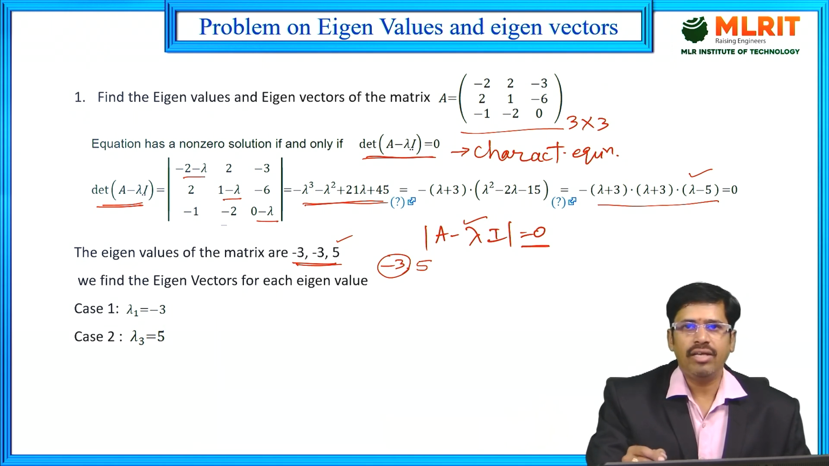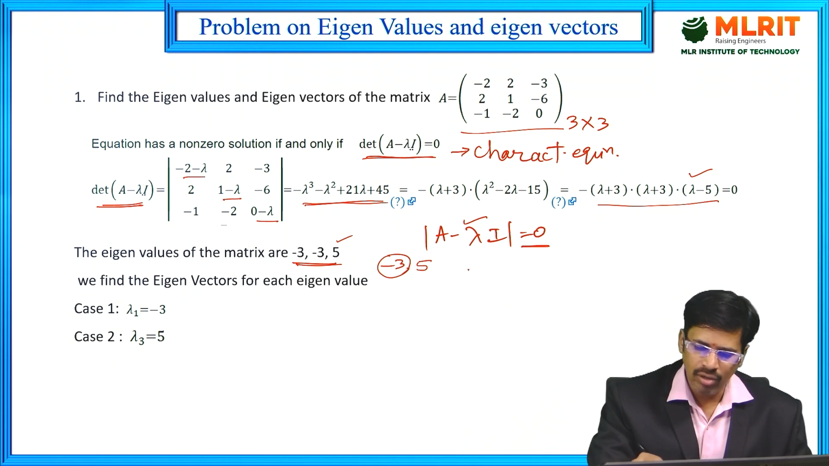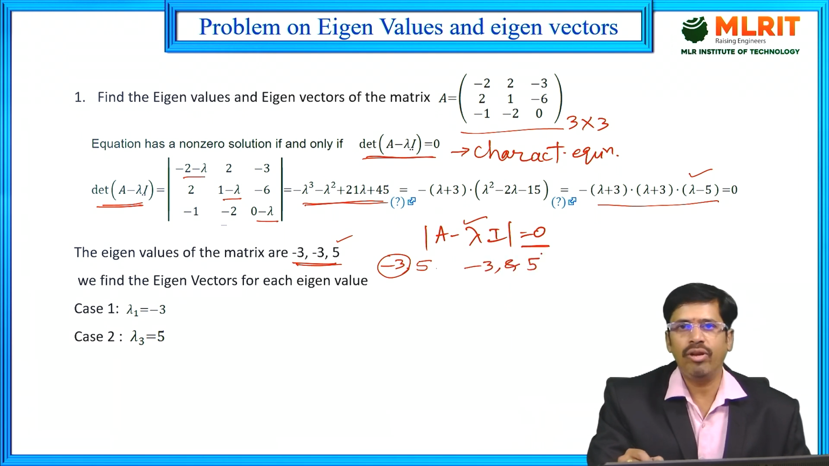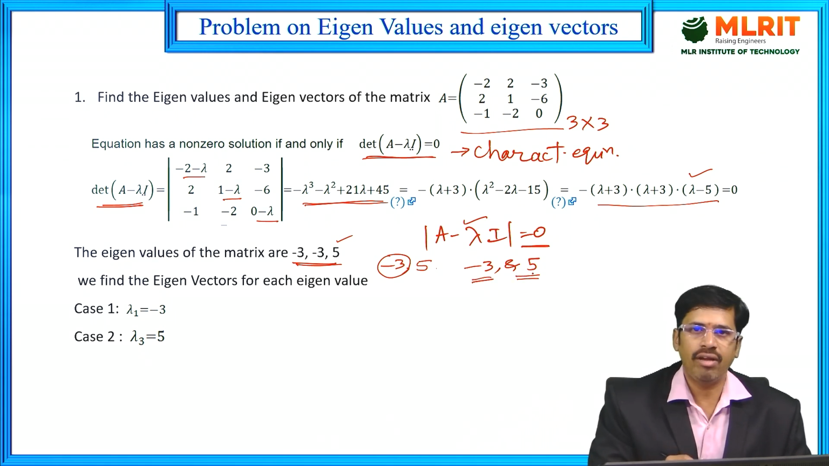While you calculate this in a scientific calculator, we get only two eigenvalues, say minus 3 and 5. Only these two will be displayed in your calculator. That means one of the eigenvalues is repeated. How do we know whether minus 3 is repeated or 5 is repeated? There is a property of eigenvalues.